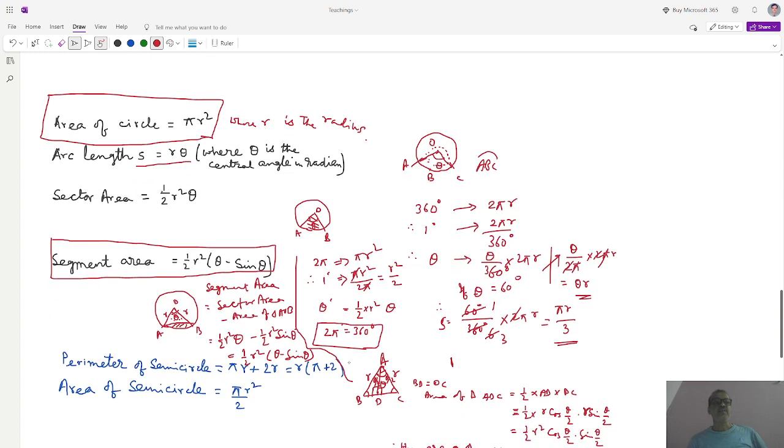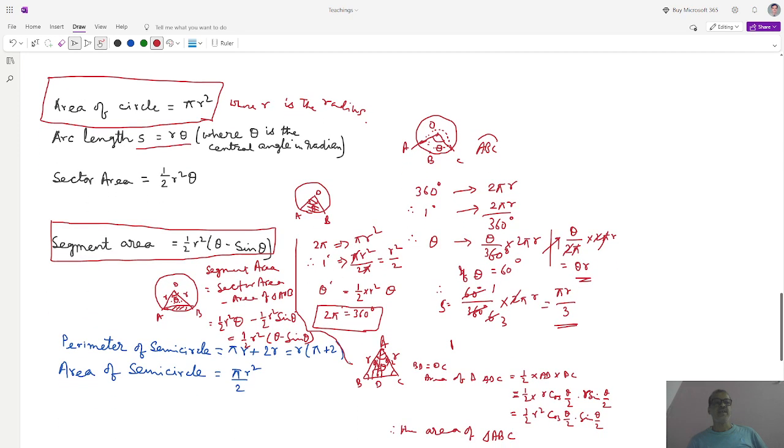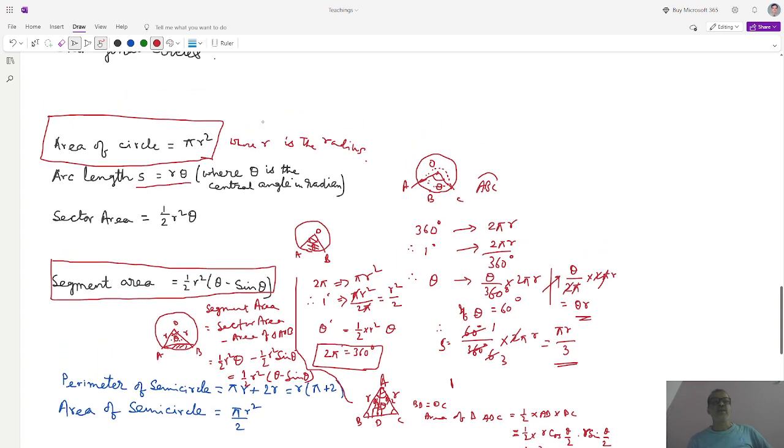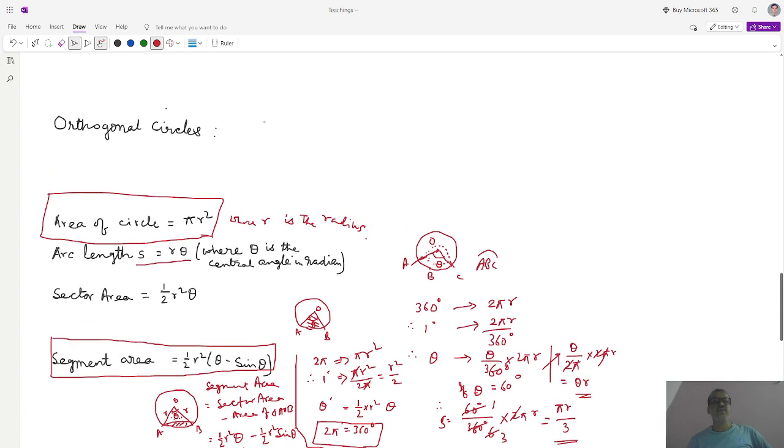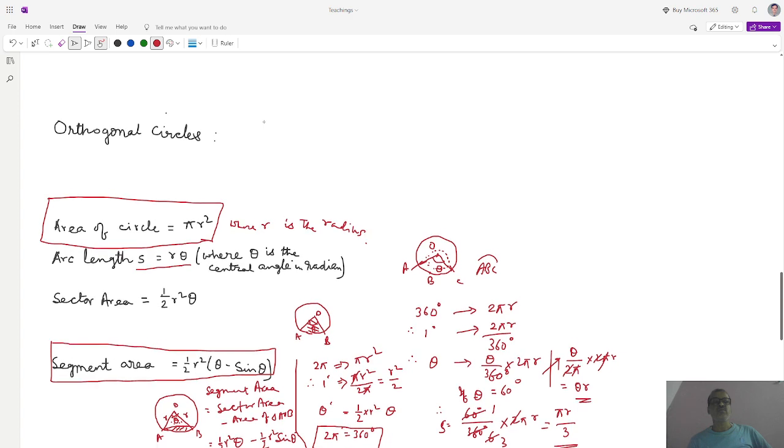Now come to the point: area of circle. Area of circle equals pi r square, where r is the radius, pi r square. The length of the circumference of a circle, as I already told, is 2 pi r.